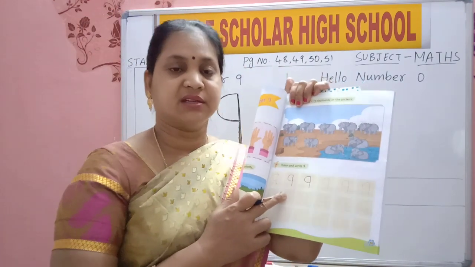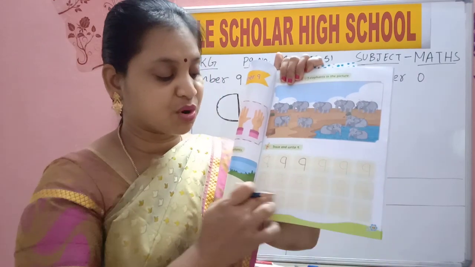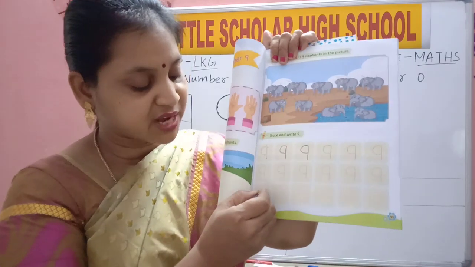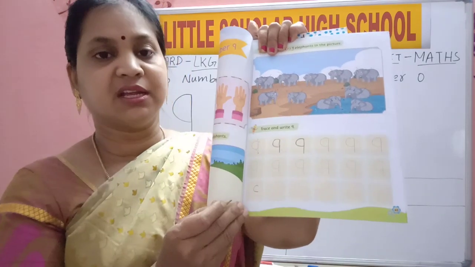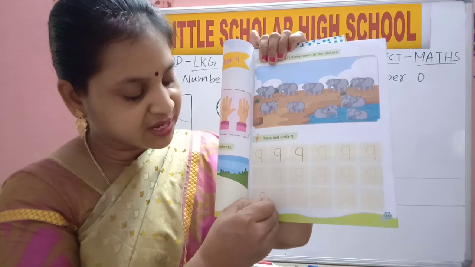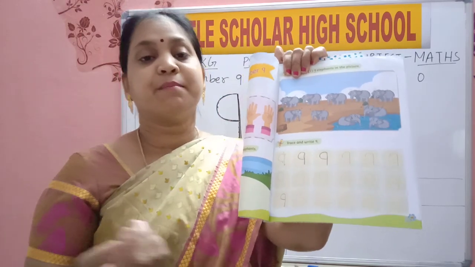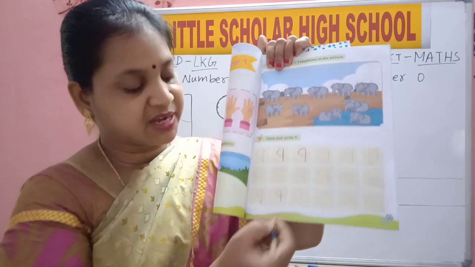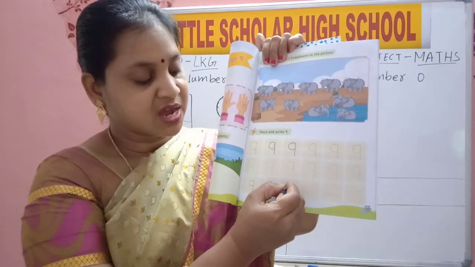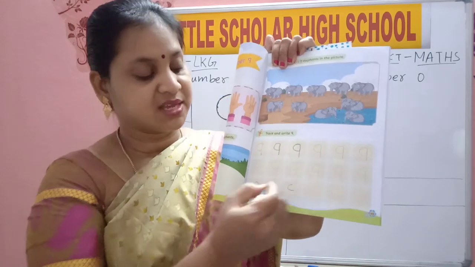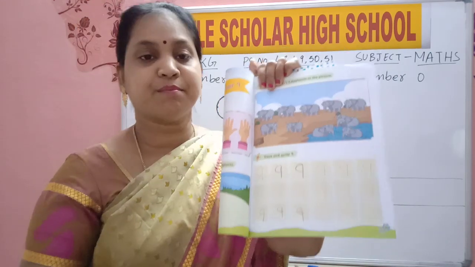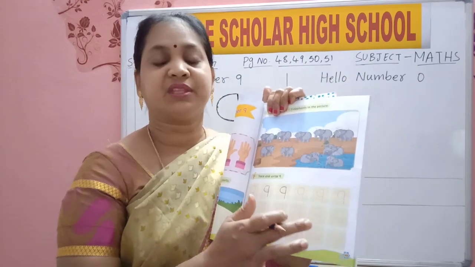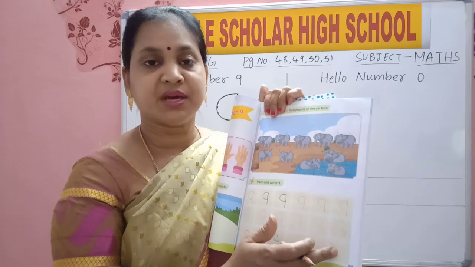Now here in these boxes you should only write. First write a half circle. Then one standing line. And which number is this? Number 9. Half circle and standing line. Come on, write it in the boxes.